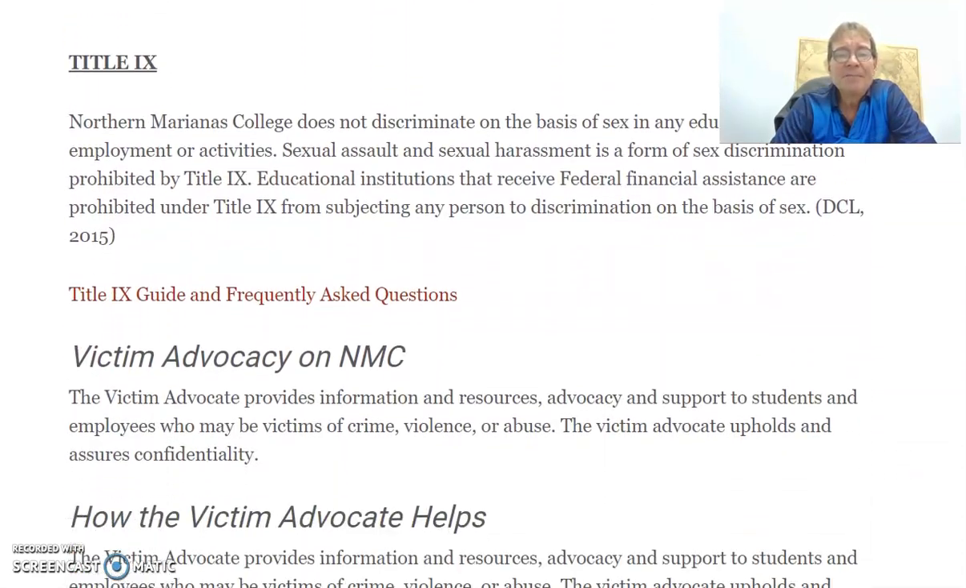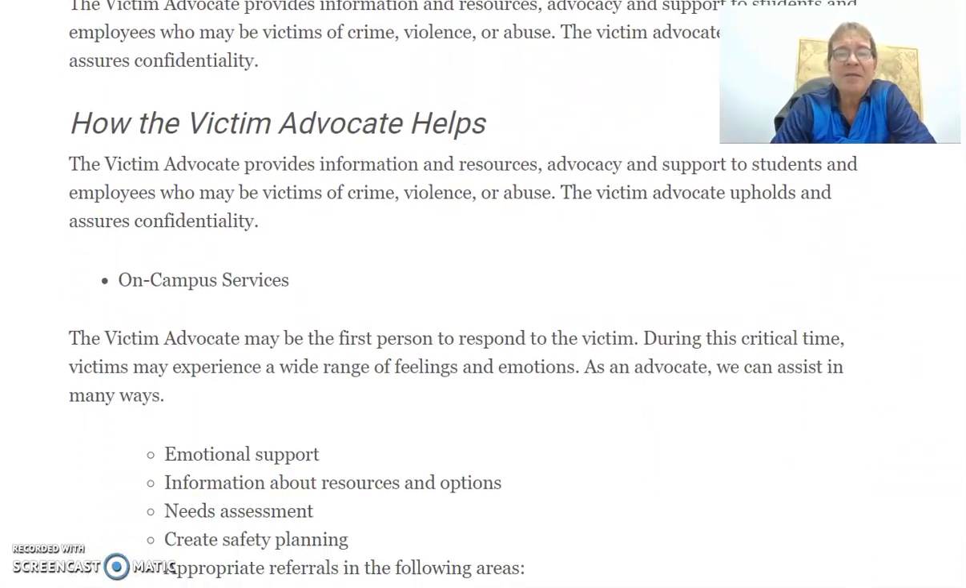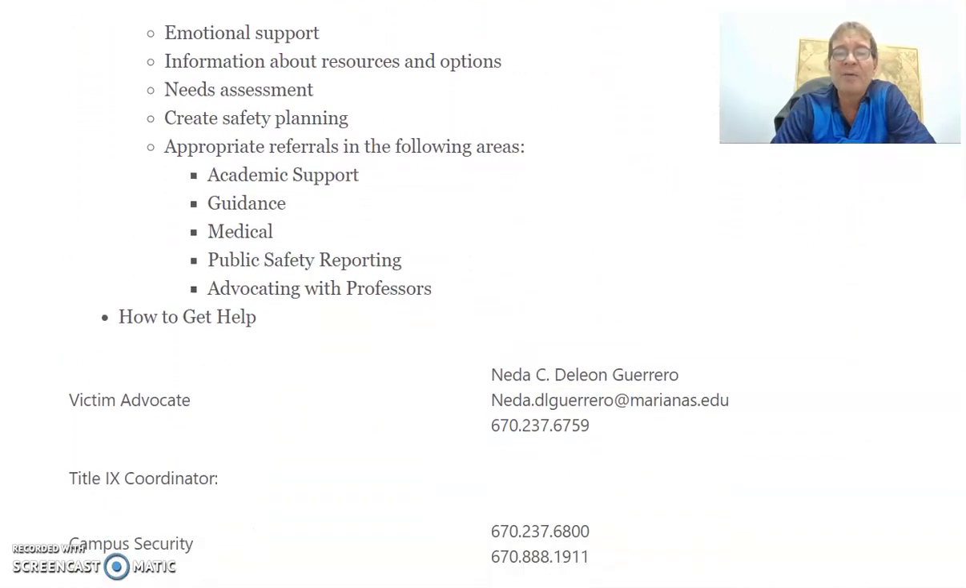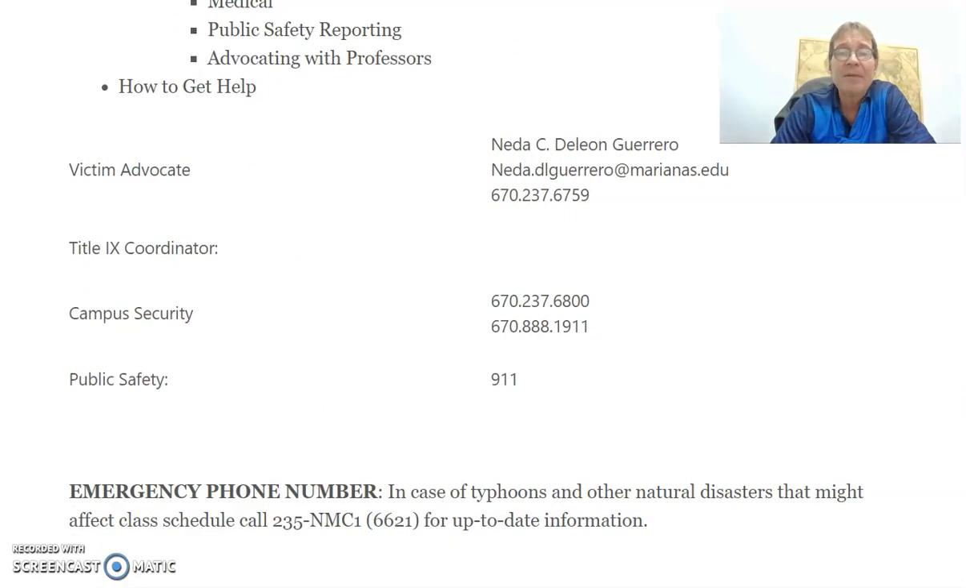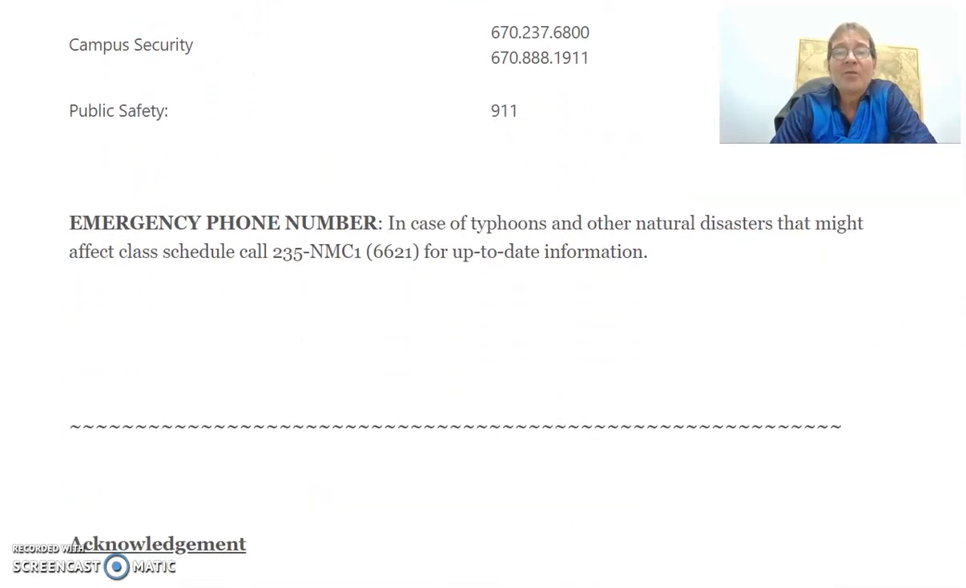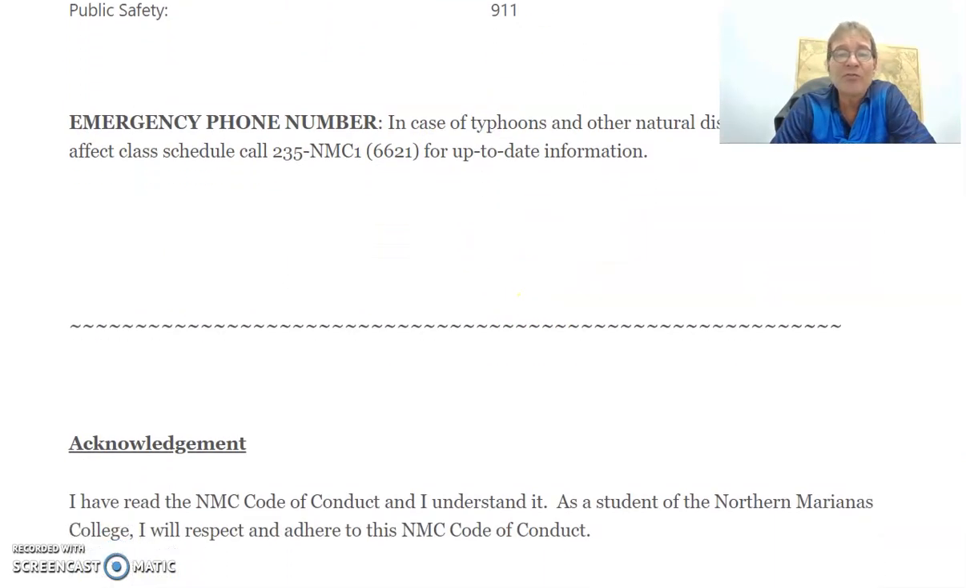Title IX. If you have been a victim of anything, there are support services available. Miss Nita De Leon Guerrero is the victim advocate here. There's the emergency phone number if you need to find out what's going on during a crisis or a storm.